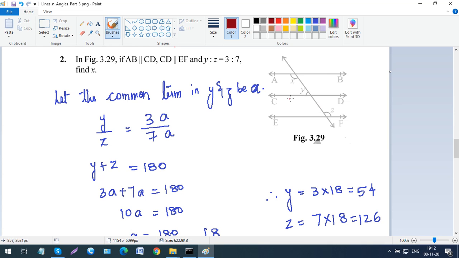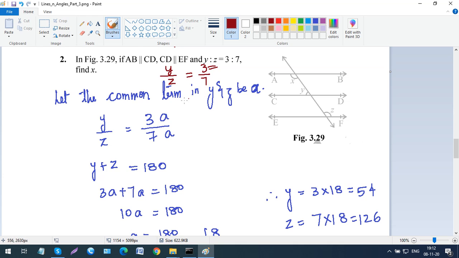Now they are saying y and z. When you see y is to z, that means it's y divided by z. y divided by z is equal to 3 by 7. y is to z is equal to 3 is to 7. So you can write it as y by z is equal to 3 over 7.